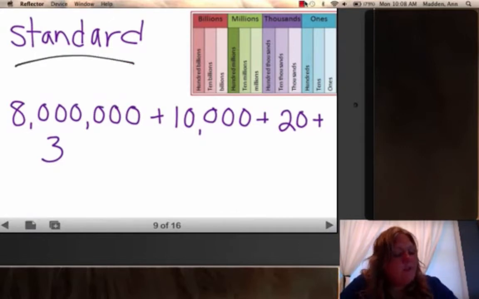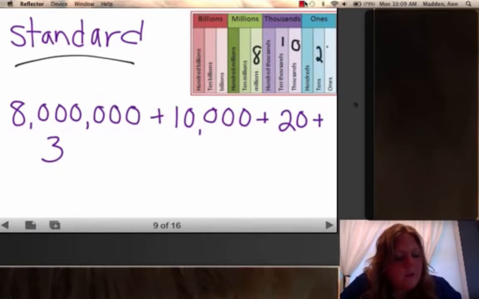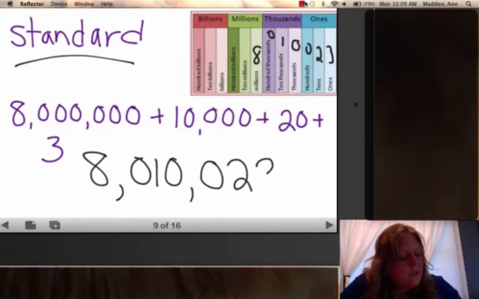Last one here, I believe, of the standard form. Now I've got 8 million plus 10,000 plus 20 plus 3. So the 8 goes in the million spot. The 10 goes in the 10,000 spot because it's 10,000. The 20 goes in the 10 spot. And the 3 goes in the 1 spot. Now don't forget those place value holders of 0. So your number would be 8,010,023.